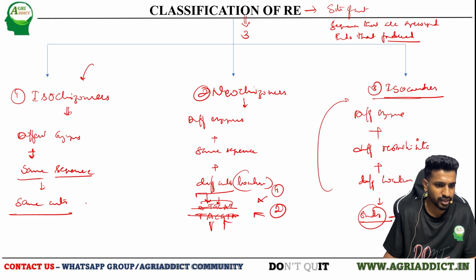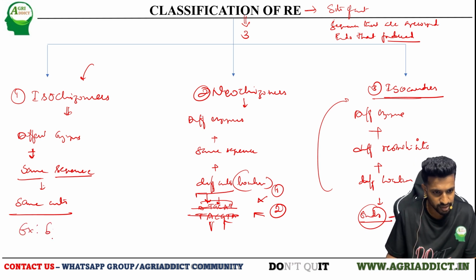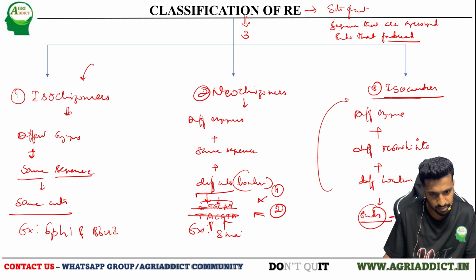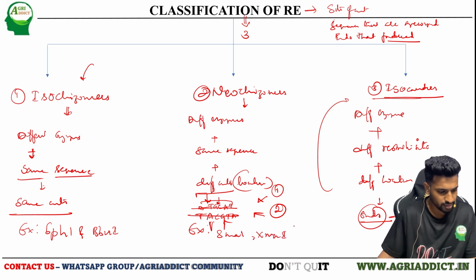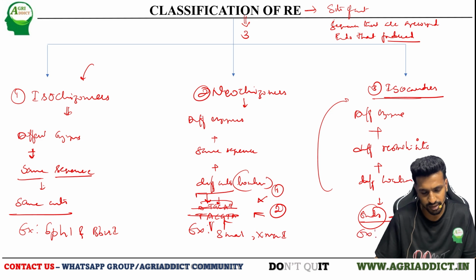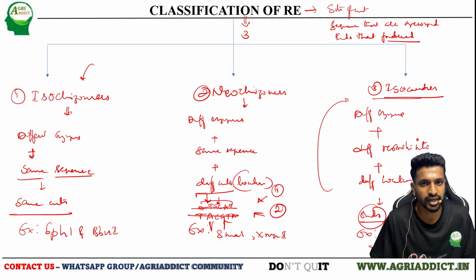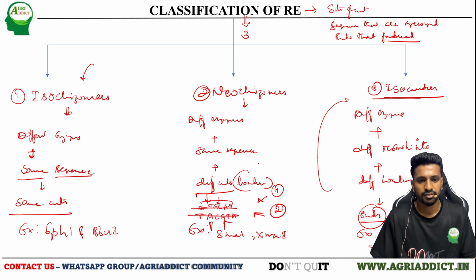And there are certain examples. For isoschizomers, the examples are SphI and BbuI. For neoschizomers, the examples are SmaI and XmaI. And lastly, for isocaudomers, the examples are Sau3AI and BamHI. So these are the examples. You may not need to remember the examples for the ICAR PG exams, but at least know these terms and their meaning. That would be important for you, as it might be asked in the exam.